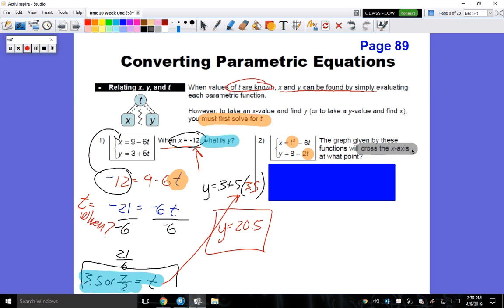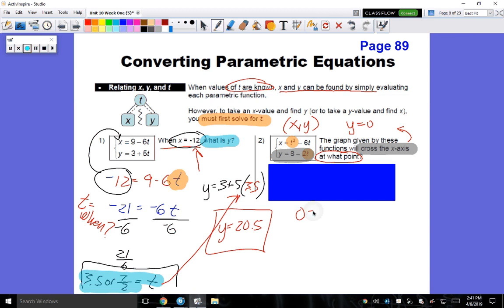Okay? Alright. So again, crossing the x-axis. It's not going to tell you what to do, but just like Gabe said, that's what we know when y is equal to 0. Okay? So we want to know at what point, that means what is the x and what is the y going to equal when y is equal to 0. So let's first use our y function and solve for the time when y is equal to 0.